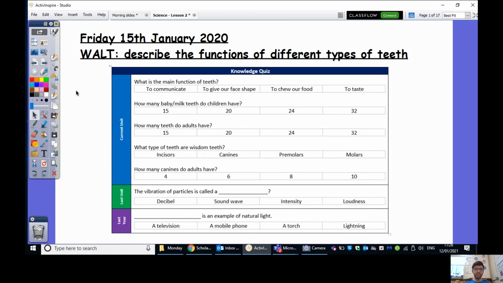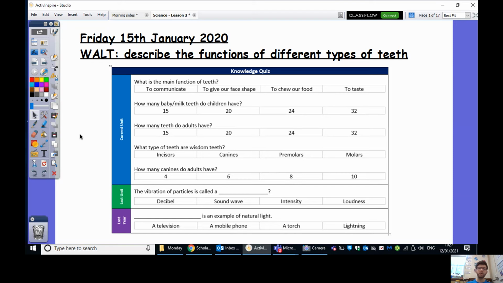So those are the questions on our last lesson in this unit. Now we're going back to last unit where we focused on sound. So the vibration of particles is called a what? When the particles vibrate, it causes decibel, sound wave, intensity, or loudness. The vibration of particles is called a what?